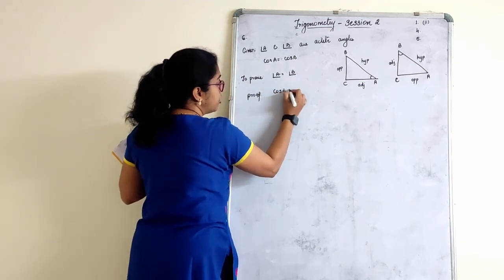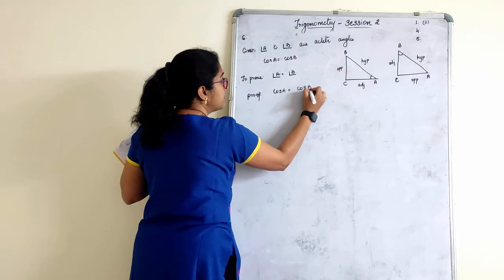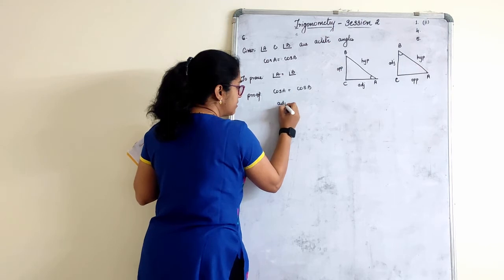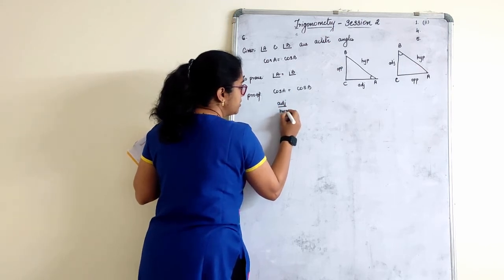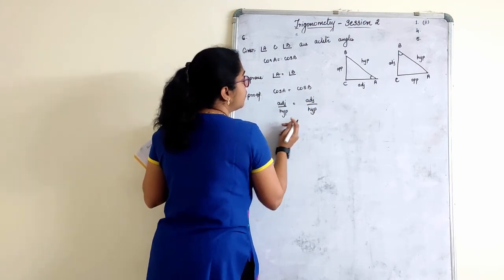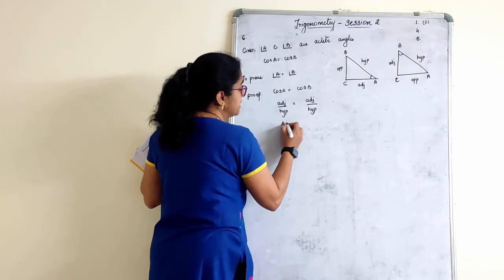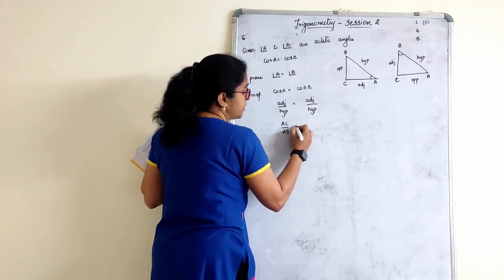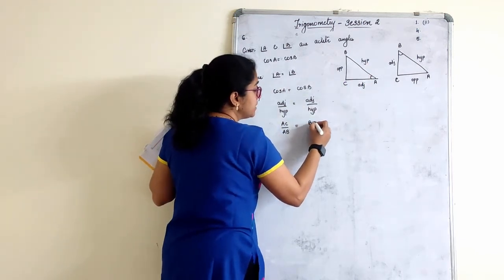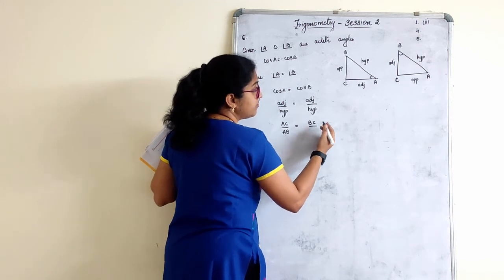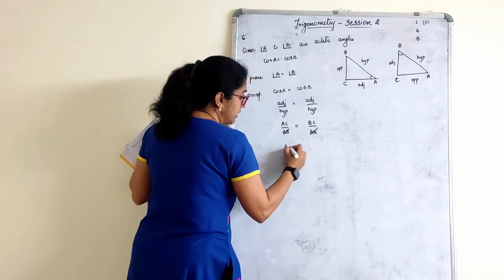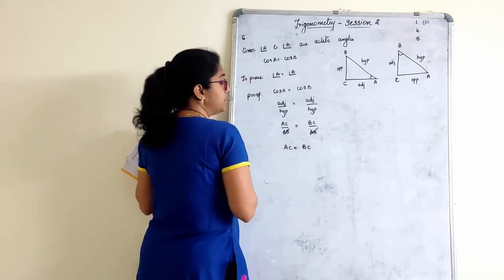Proof. We'll start from this. Given that cos A is equal to cos B. How do you write cos A? Cos A is written as adjacent upon hypotenuse. This is also written as adjacent upon hypotenuse. What is adjacent in cos A? It is AC divided by AB. This is equal to, in cos B, adjacent is BC divided by AB. AB and AB are cancelled. Can I say that AC is equal to BC?